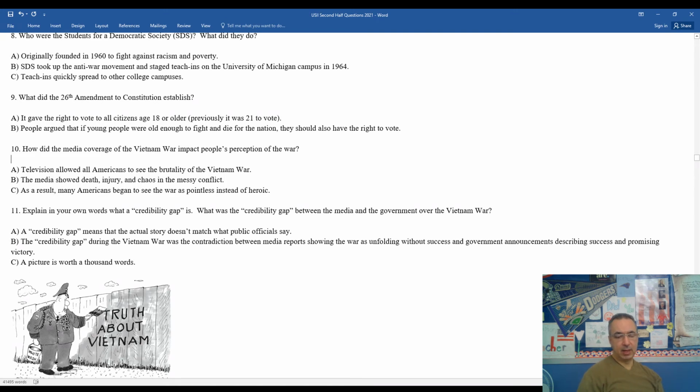So the credibility gap during the Vietnam War was the contradiction between media reports showing the war was unfolding without success and the government announcements describing successes and promising that victory was near. As the old saying goes, a picture is worth 1,000 words. And there's a little cartoon imagery there for you.